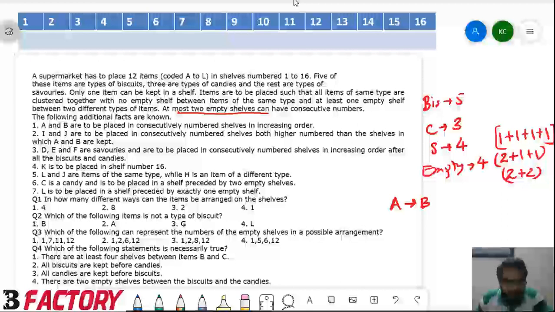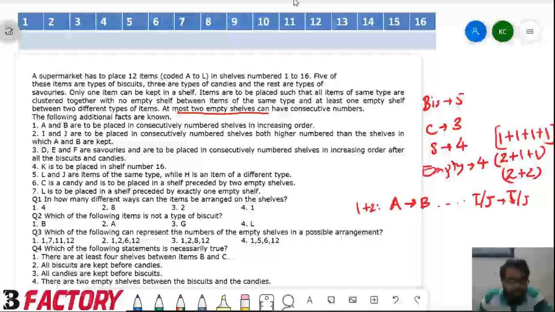I and J are to be placed in consecutively numbered cells, both higher than shelves in which A and B are kept. Now between I and J, I don't know the order, but we can say that I and J have higher number than A and B. This is something which we can combine 1 plus 2.